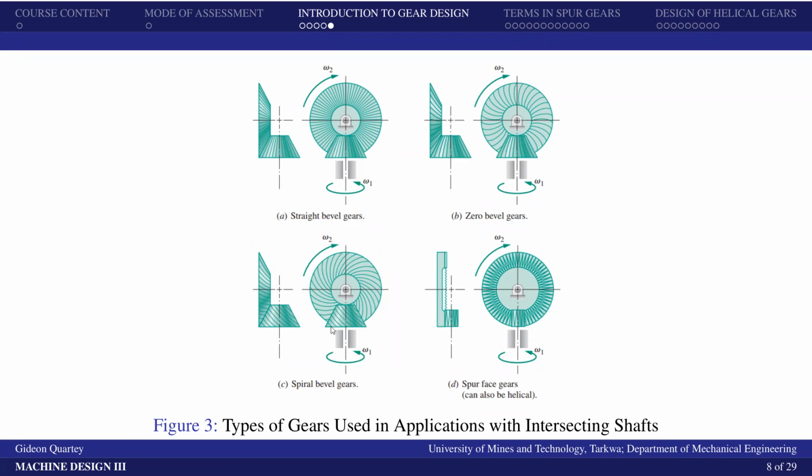Then we also have the spiral bevel gear. In the spiral bevel gear, the axes of the gears, or the shafts through which they are transmitting the power, are also intersecting at a certain angle. You see that the spiral bevel gear is similar to the zero bevel, but the teeth on it are more spiral in nature. That is where it derived its name from.